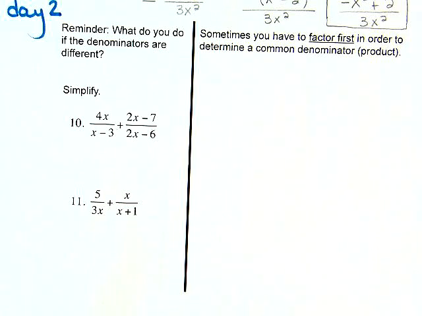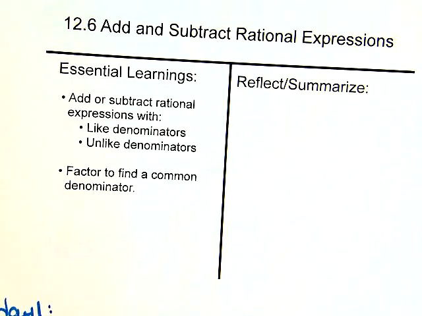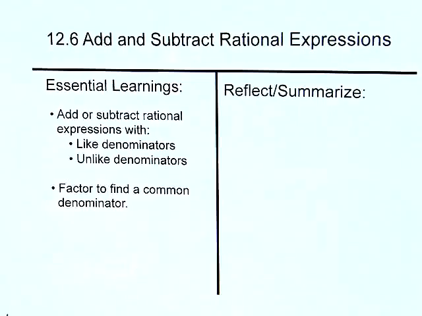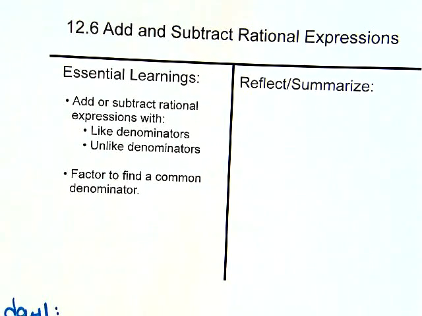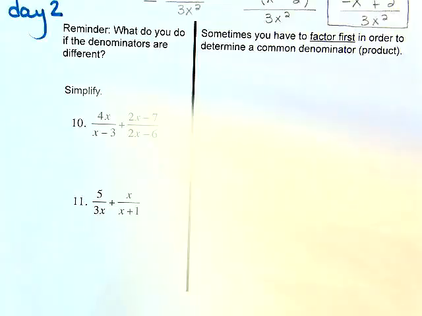Just a little reminder that 12.6 is on adding and subtracting rational expressions. Remember, in order to add or subtract fractions, you have to have a common denominator. So that kind of drives our problem. Once we get a common denominator, then we simplify the numerator and move forward.